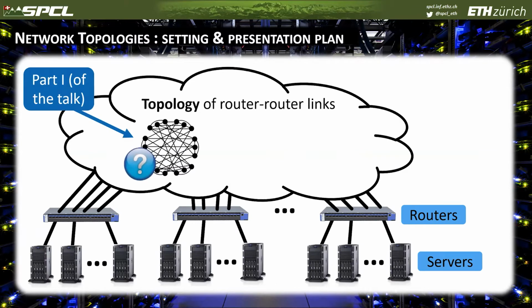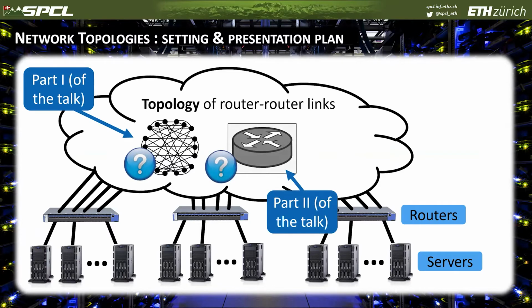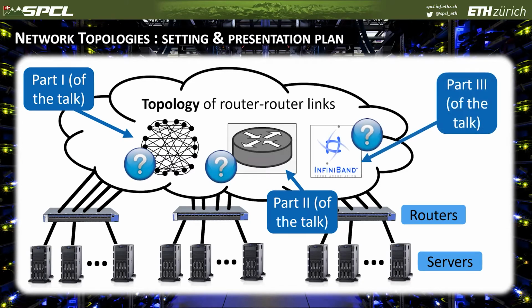In part one of the talk, we are going to speak about the topology itself. So what is the way that we connect the routers and why we are doing this in this way? In part two, we are going to take a look at how we route over this topology. And in part three, we are going to take a look at how we then grab the topology and the routing and use it in the InfiniBand setting.